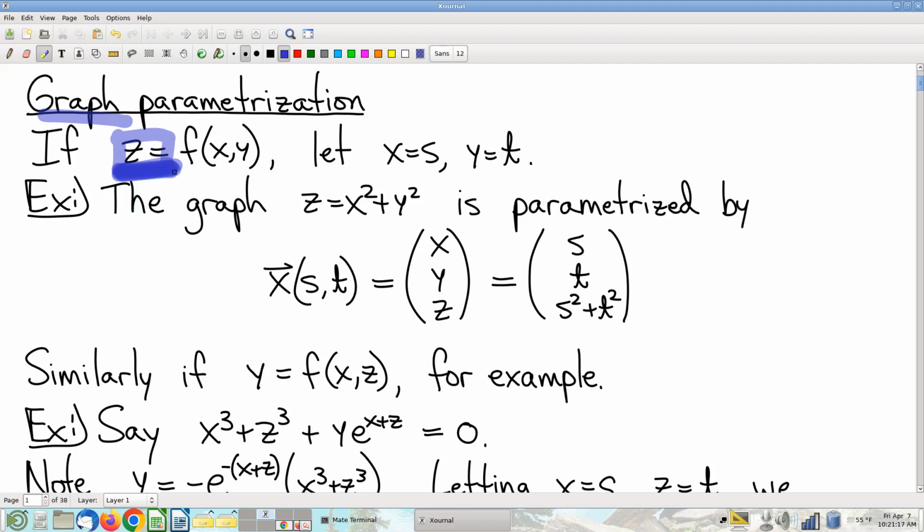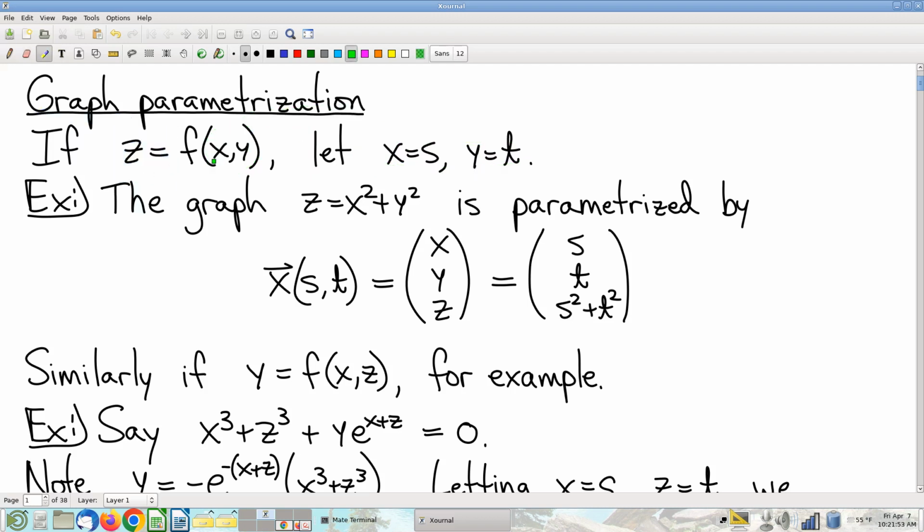Very importantly, sometimes you fail the vertical line test or however you want to say it. But if you have a graph, if you can solve uniquely for, let's say, z, doesn't matter, but let's say z is a function of x and y. Whatever two variables are your input variables, let those be the parameters. That's the move. It's the exact same move as with parametric curves. It's just that with parametric curves, there was only one input parameter. Now there's two. Okay, so that's the big idea.